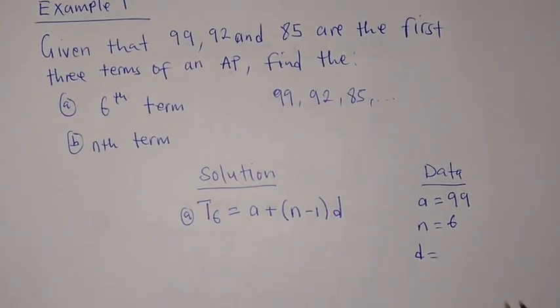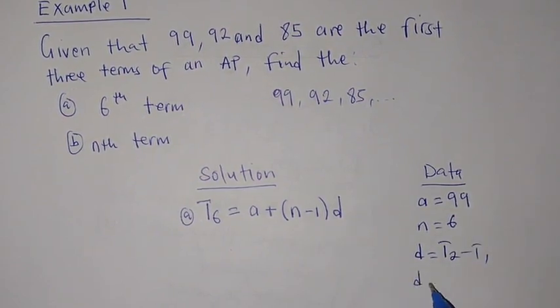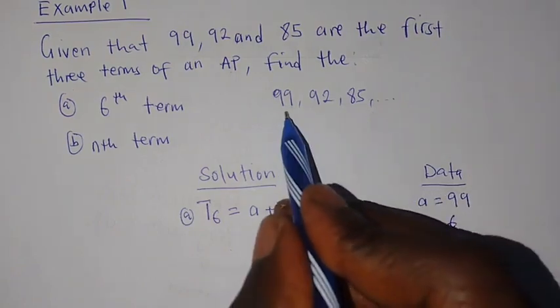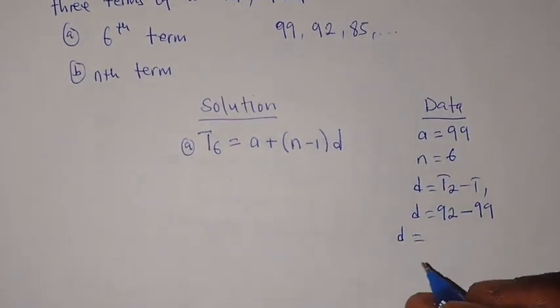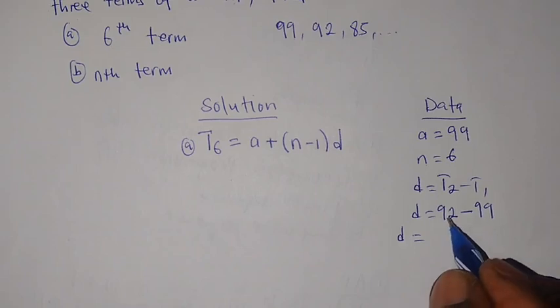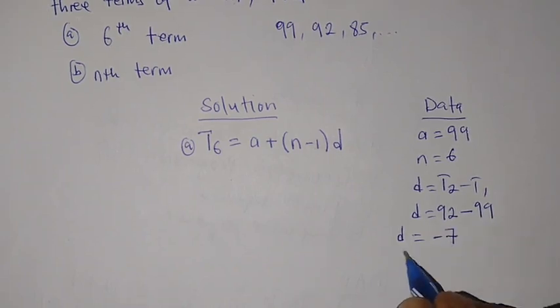Then D is the common difference. We can find it by saying term 2 minus term 1. So the common difference is equal to, here, term 1, term 2, term 3. Term 2 is 92 minus term 1, which is 99. So the common difference is equal to 92 minus 99. This will give us negative 7. So our common difference is negative 7.